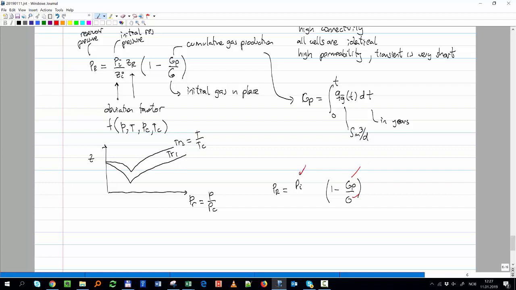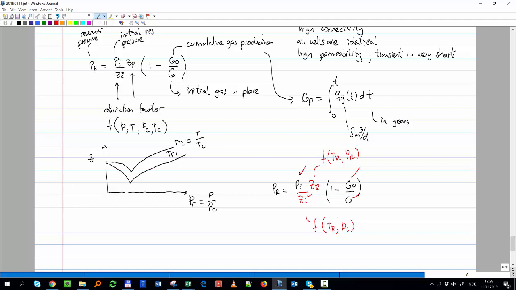So far, no problems. ZI that I have here is a function of reservoir temperature, which I have measured, and PI, which I also have measured. So there is no problem here, that number I have. But I have here now ZR, and ZR is a function of reservoir temperature, but it's also a function of reservoir pressure. So that makes it implicit, right? Well, how do I solve this equation?